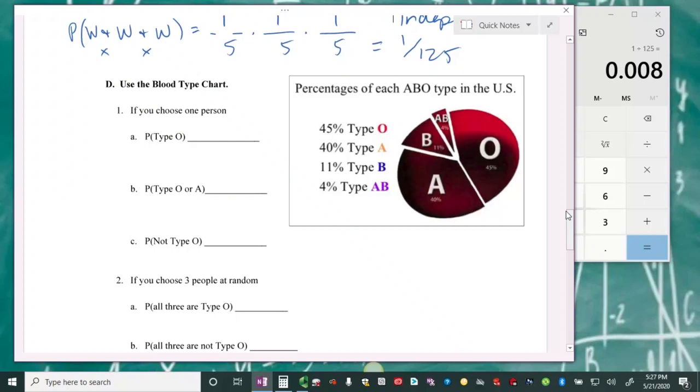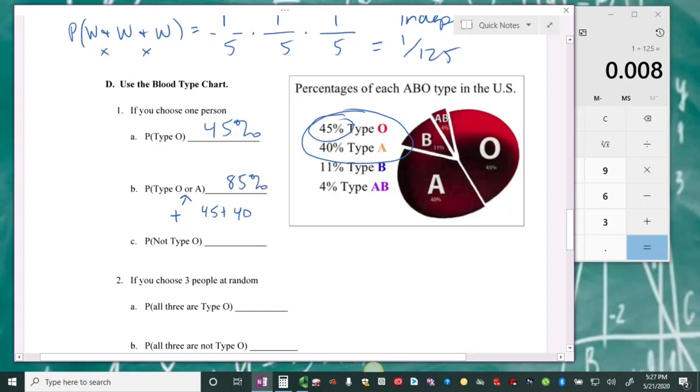So if we choose one person at random, what's the probability that that person is type O? Well, based on our chart, the probability that a person in the US is type O is 45%. So I can just write 45%. What's the probability that they're a type A or a type O? Now I want to take both of these together. So this OR is telling me to add those probabilities together. So that's going to be 45 plus 40%. So we end up with an 85% chance.